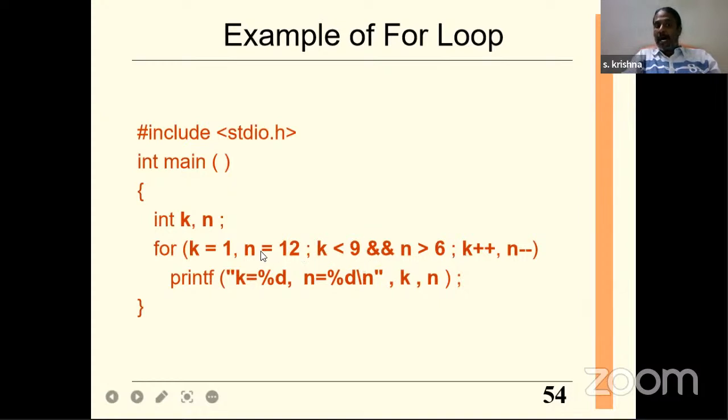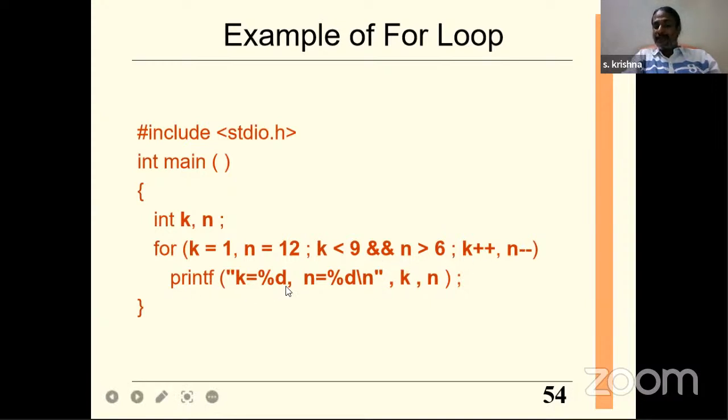See here the semicolon. After expression 1, there is a semicolon. After expression 2, there is a semicolon. Then the third expression comes. So what exactly is this third expression saying? It is telling what we have to do with these variables after the code is executed. After the condition is true and the statement is printed, we have to increment the value of k by 1 and decrement the value of n by 1. Okay.